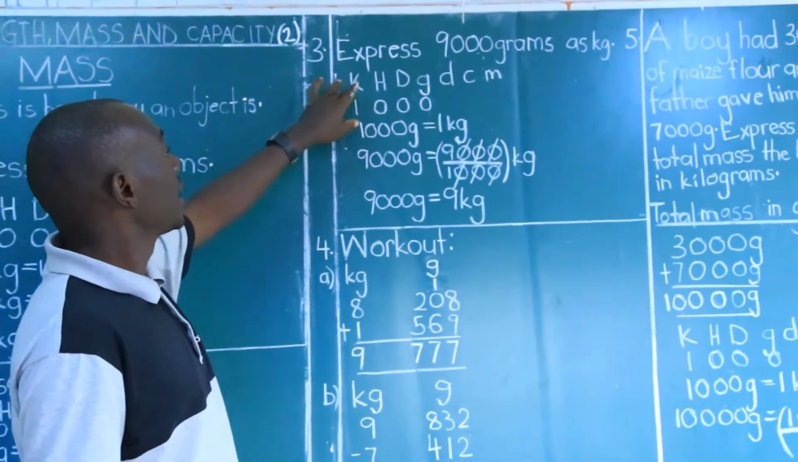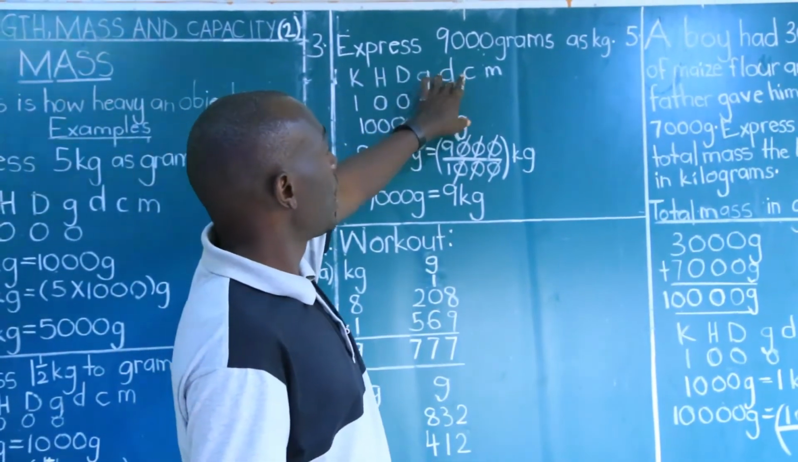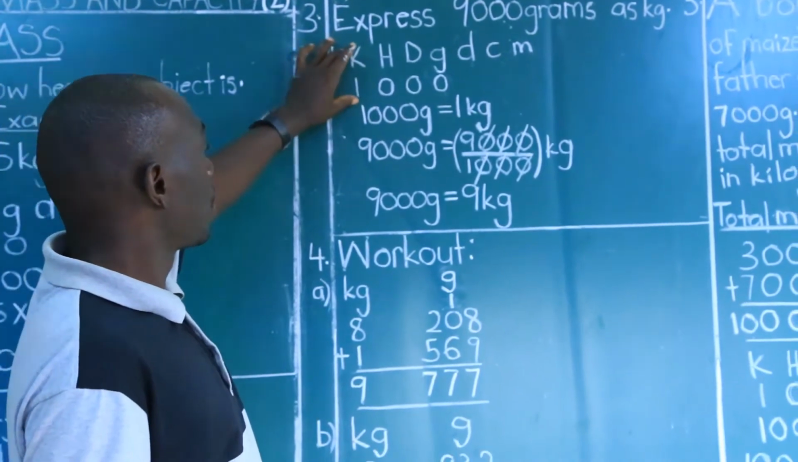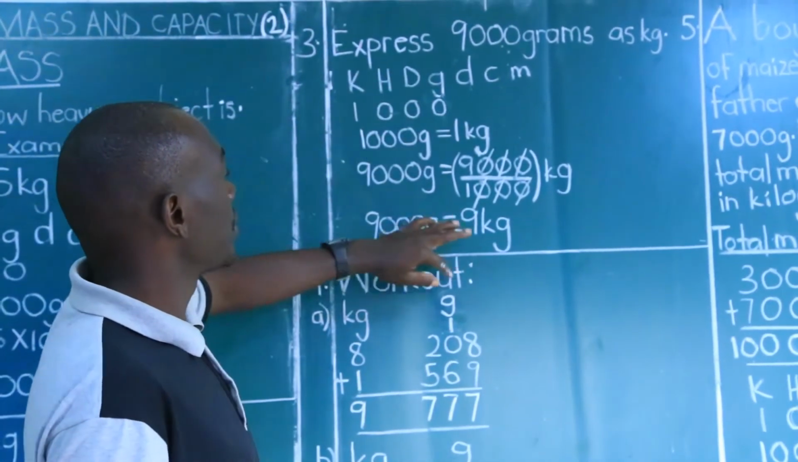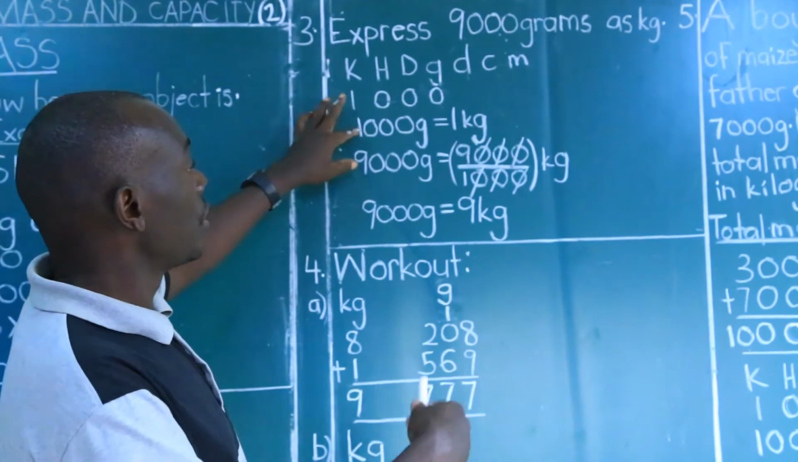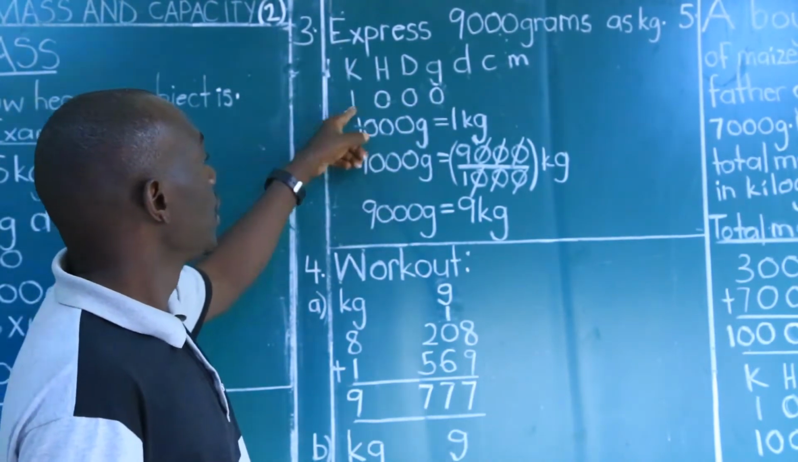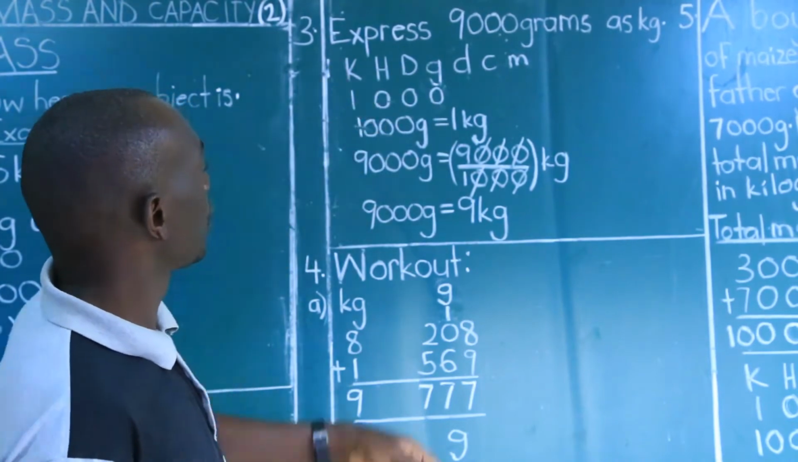Still write King Henry's daughter Grace drank cold milk. Then write 1 against kilograms, then all the zeros to grams. Then this time round, you state that 1,000 grams make 1 kilogram.